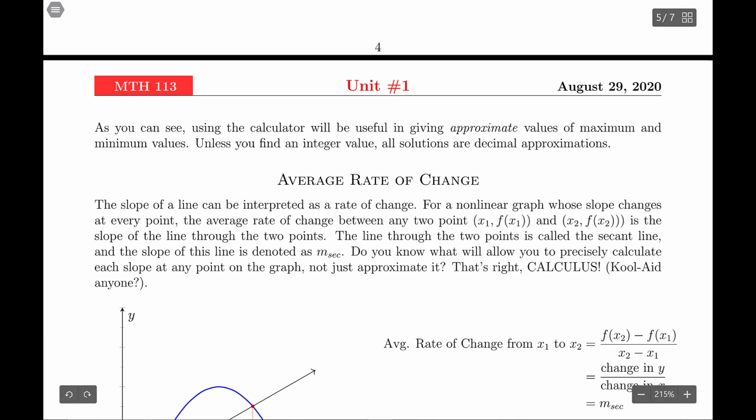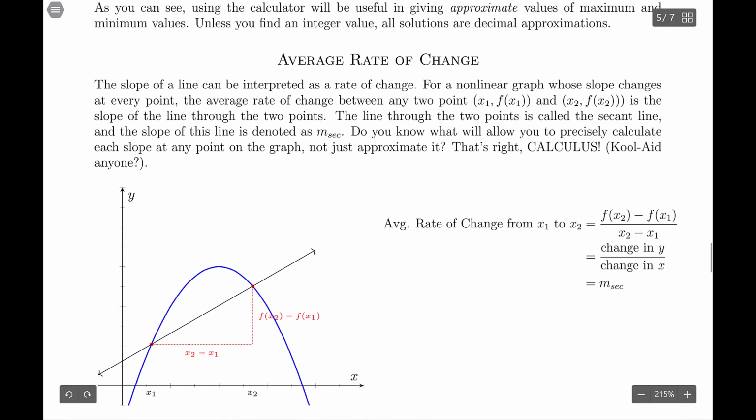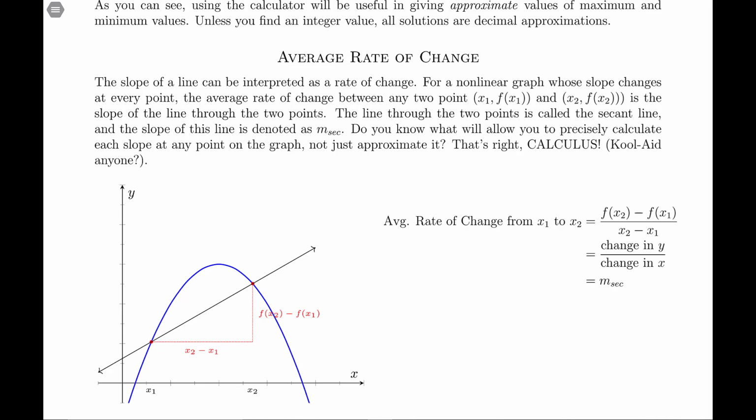Here's where we introduce the average rate of change and what we call a secant line. So the average rate of change is very easy to calculate. It's basically the slope formula. Again, if you wanted to be more precise, we would have to apply derivatives, and we would have to use calculus to come up with the instantaneous rate of change.